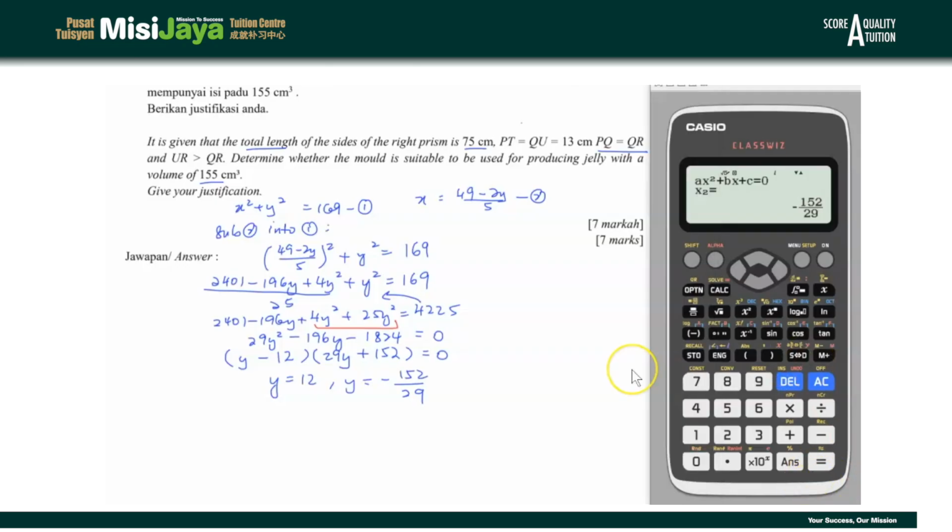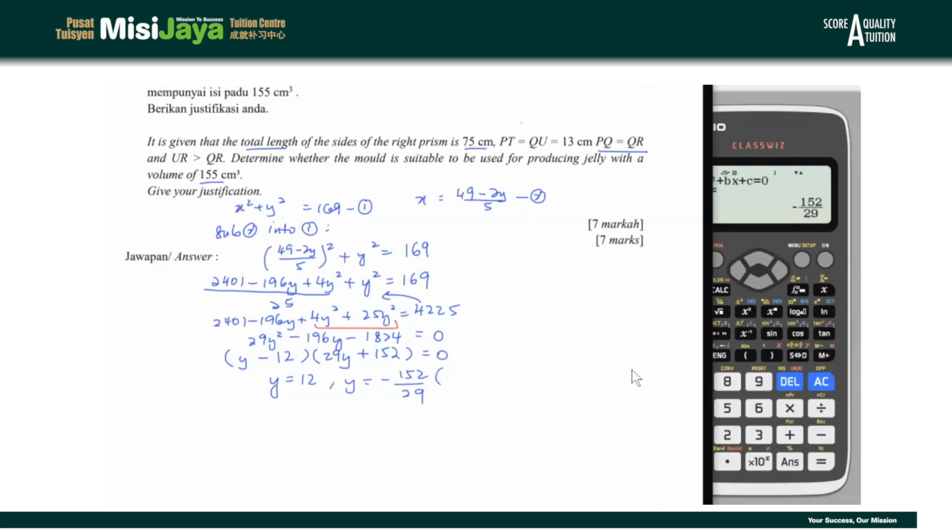Okay? So for this, right, your y cannot be negative. So it's considered as what? Rejected, right? Okay? So this is rejected. Just reject it. Okay? Rejected. Yeah? So therefore, your y is equal to 12. Okay? And then after that, don't forget to find your x.